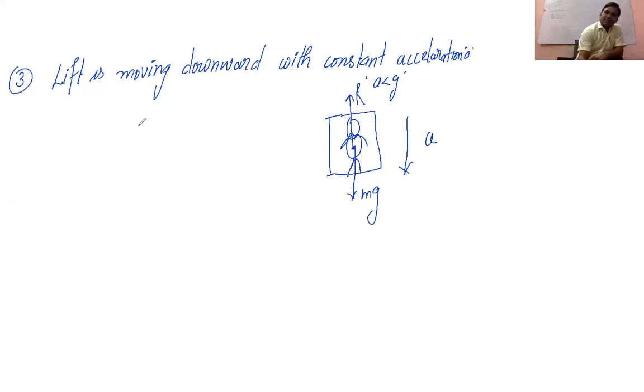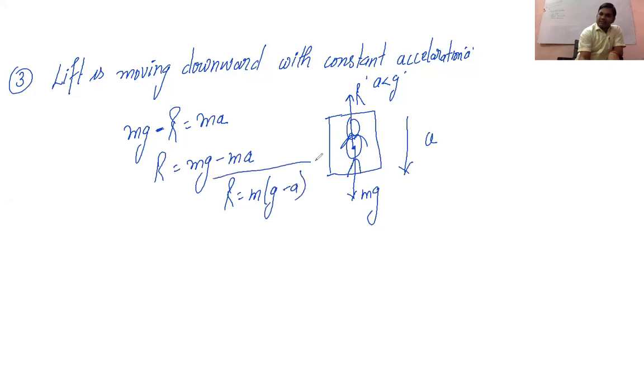For this case, we can write mg minus R is equal to ma, because the force in the direction of acceleration will be positive, and the force against the direction of acceleration will be taken as negative. So R is equal to mg minus ma, which is R equal to m(g minus a). It means that if an object is coming downward with acceleration a, the weight of that object will be lesser than the actual weight.